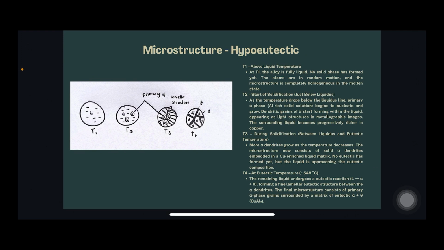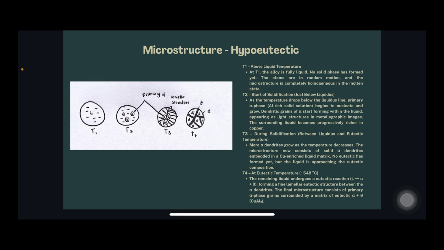At temperature 3, during solidification, between the liquidus line and the eutectic temperature, more alpha dendrites grow as the temperature decreases. The microstructure now consists of solid alpha dendrites embedded in a copper-enriched liquid matrix. No eutectic has formed yet, but the liquid is approaching the eutectic composition.